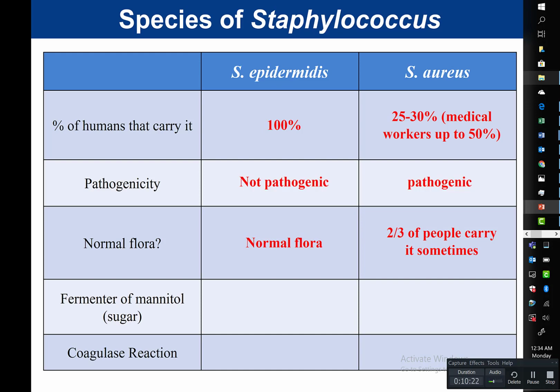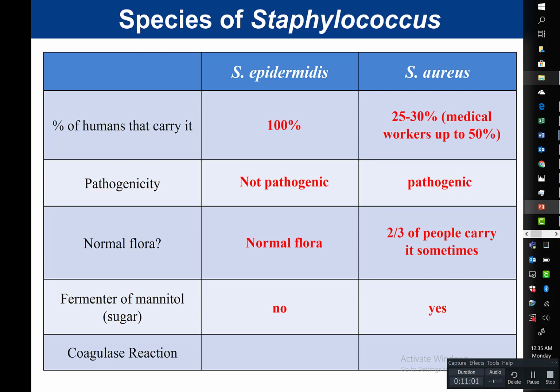In terms of their ability to ferment mannitol, mannitol is a type of sugar. Staph epidermidis does not ferment mannitol. Staph aureus does. So what that tells us is that fermentation of mannitol is one way that can be differential, right? Staph aureus ferments it, Staph epidermidis does not. So you're going to see in our MSA that the mannitol is actually going to be what we call a differential ingredient. It's going to allow us to differentiate between Staph epidermidis and Staph aureus.